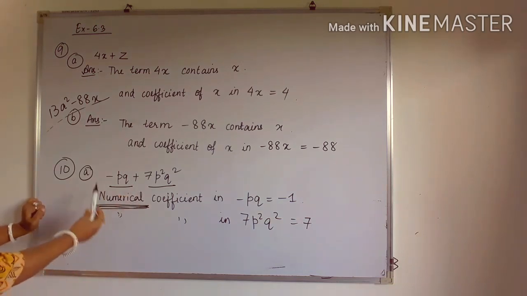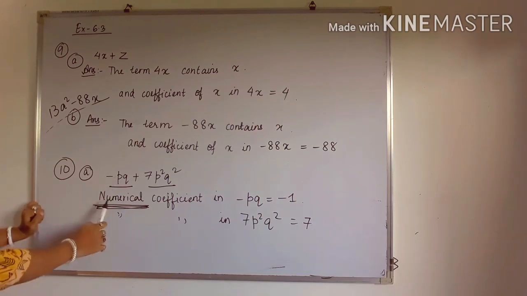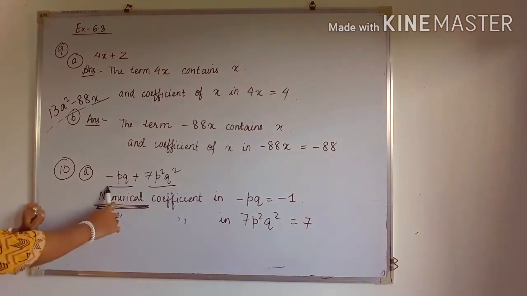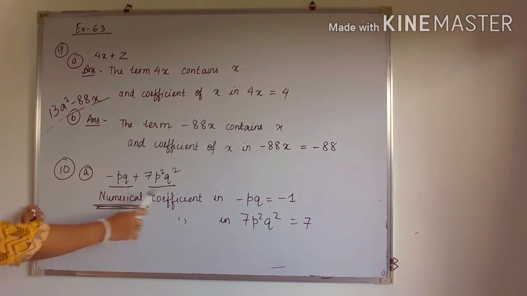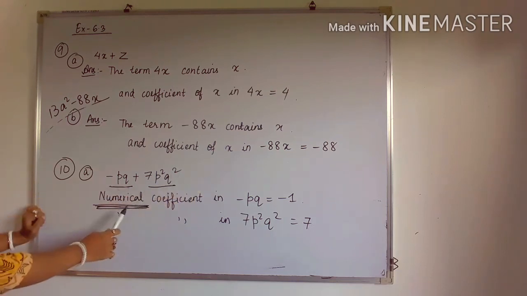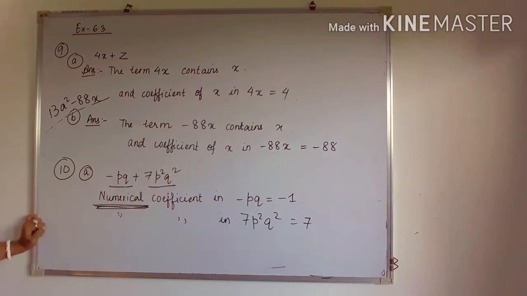But here you can see in this first term, the numerical coefficient in minus pq will be what? In this, what number is multiplied to pq? It is minus 1. So you have to write minus 1. Similarly, the numerical coefficient in 7p square q square will be what? 7, because 7 is multiplied with the variables.